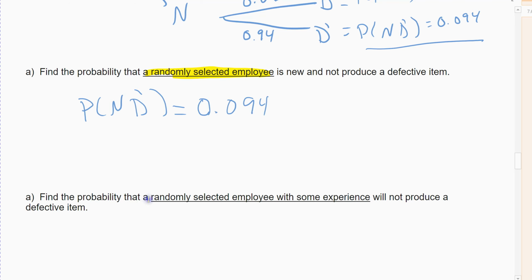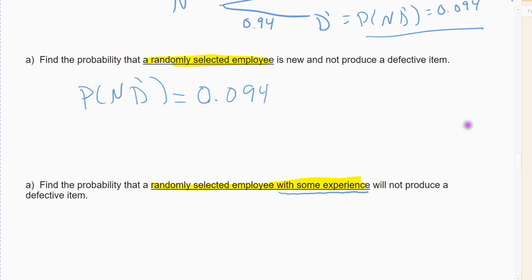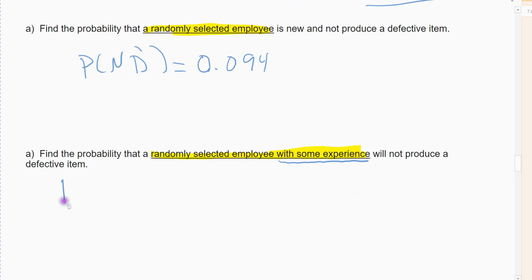Alright, next one. Probability that a randomly selected employee with some experience will not produce a defective item. Alright, so again, this one's different. The difference is very subtle, but there's this little extra here on this highlighted part. These were all employees. This is not all employees. I'm looking at only those with some experience. So I'm ignoring the new guys and I'm ignoring the experienced guys. I'm narrowing it down to just those with some experience. So given they have some experience, what's the probability they do not produce a defective item?